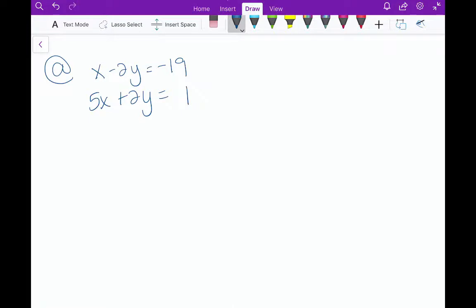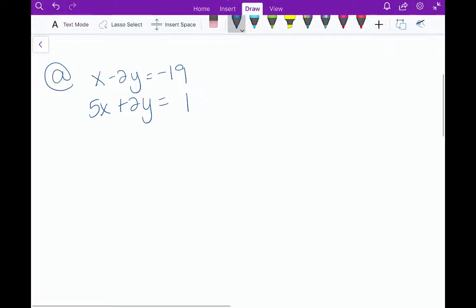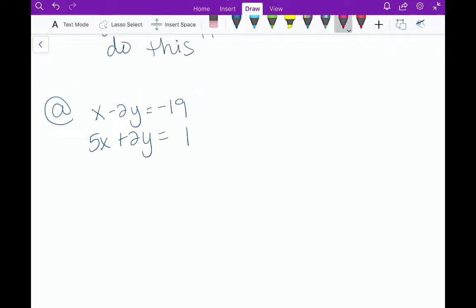So here I have a system of equations. I want you to notice that both of these are in standard form, which looks like this. That is standard form. And because they're both in standard form, the x's and the y's are lined up, which is what we want. So if you see two equations in standard form, you should probably try to eliminate before you try another method. So the coefficients need to be the same or opposite.